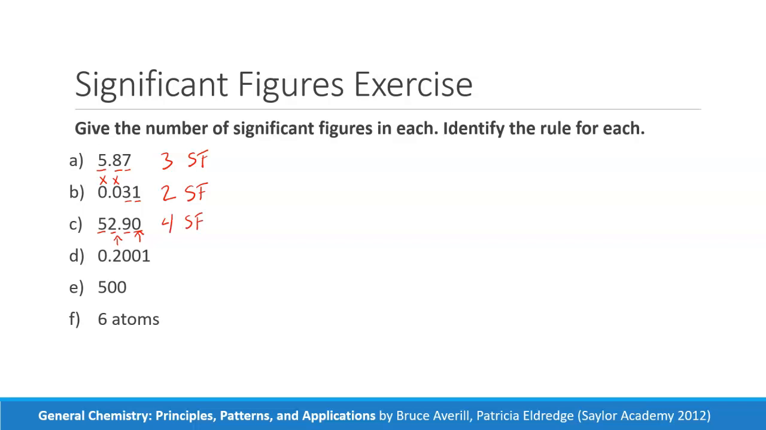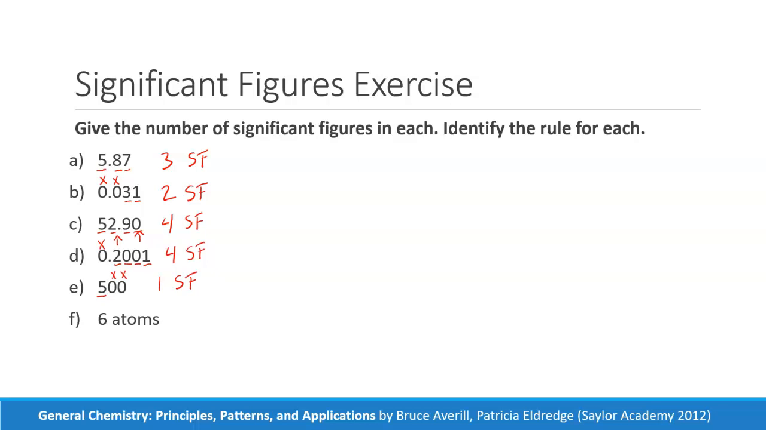And then part D, the non-zero digits are significant, and we have zeros that are sandwiched, which are captive zeros. The captive zeros are always significant. And then the leading zeros are never significant. So that gives us 4 sig figs. Part E, we're dealing with trailing zeros. There is no decimal, so they are not significant. And that's 1 sig fig.